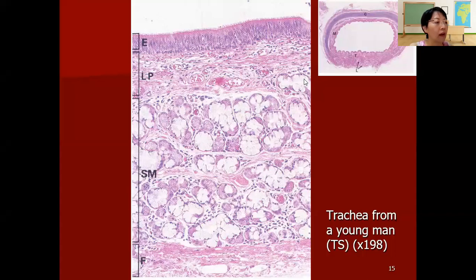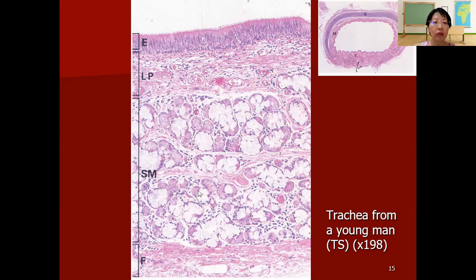So this is a micrograph that shows you a section of the trachea from a young man. If it's from a young man, that means this young man already passed away. So that's why they can do the autopsy and take some tissues out and make slides out of that. What you can see here is the ciliated epithelium layer, which is actually pseudostratified and columnar. This is a typical structure that you can find in trachea.